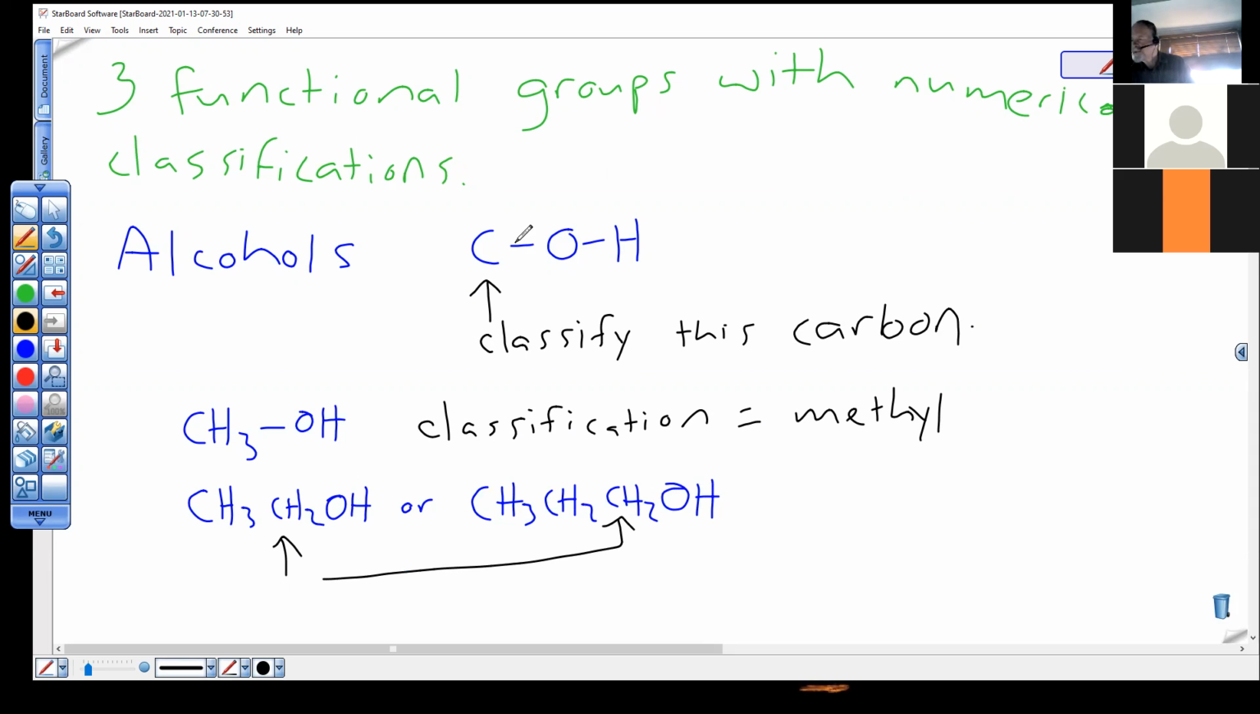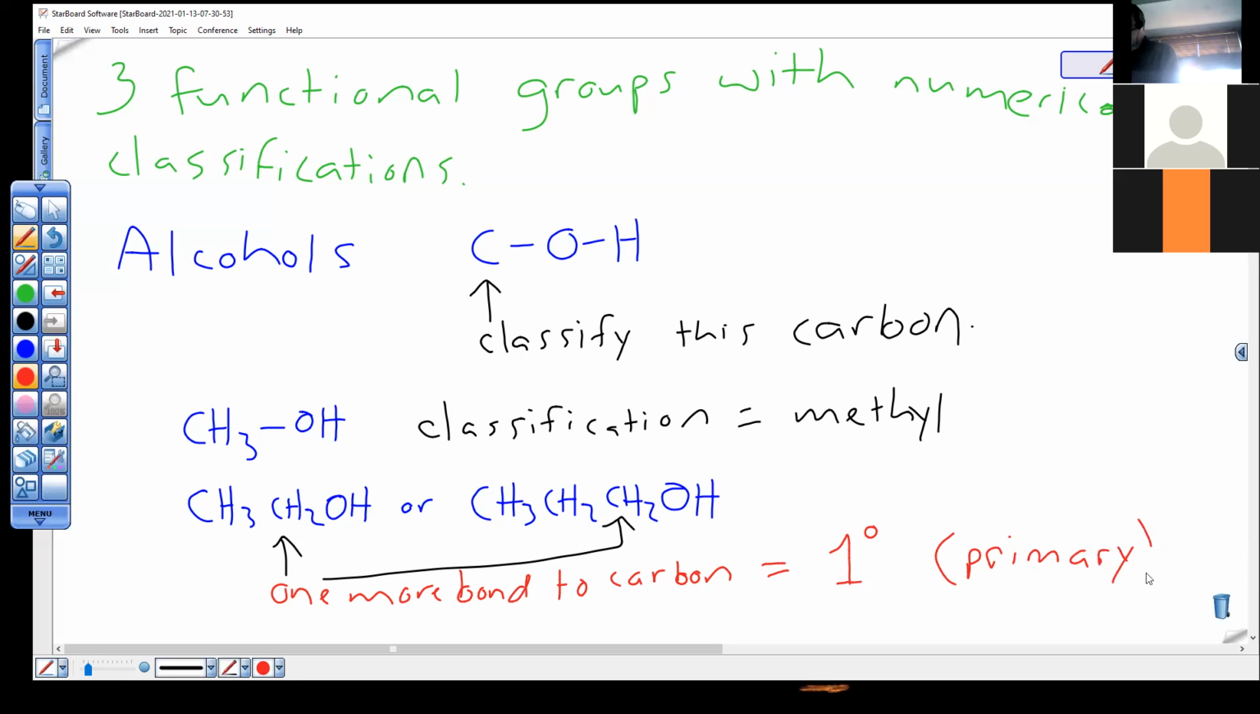That's following the instructions here. They each have 1 more bond to carbon. It's always bonds to carbon equals primary. Here's the word. The symbol is 1 with a degree sign above it, and that R doesn't look like an R.